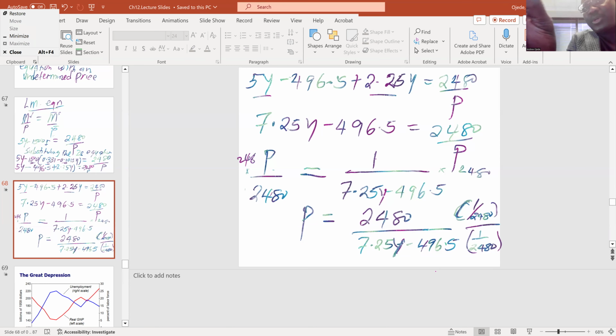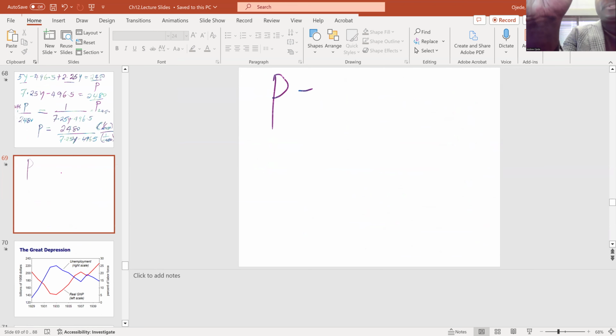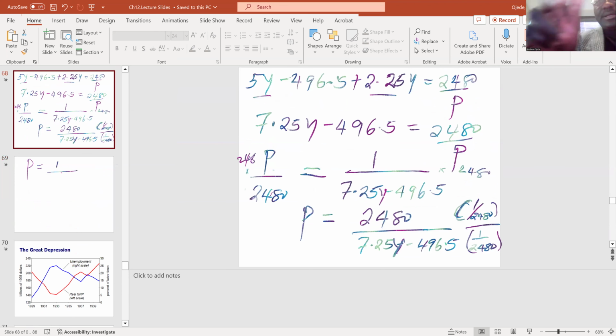What I'm going to do is distribute 1 over 2480 here. It's like 2480 divided by 2480, which gives me 1. The numerator then becomes 1. If I do that mathematical manipulation, you get P equals 1 divided by, and the denominator is where I need to work. There's 7.25 Y times 1 over 2480, so like you're dividing 7.25 Y by 2480, and then minus 496.5 times 1 over 2480.